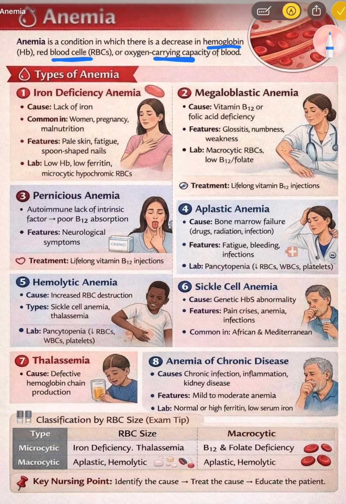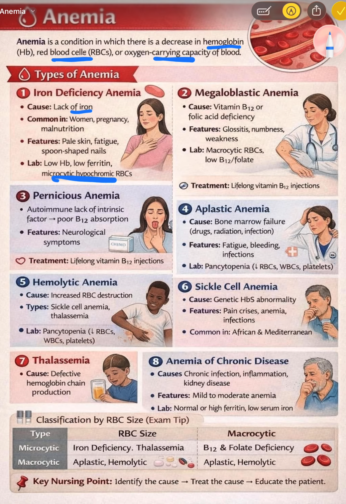The first one is iron deficiency anemia. In iron deficiency anemia, there is a lack of iron. This type of anemia is common in women, in pregnancy, and in malnutrition. The features of iron deficiency anemia are pale skin, fatigue, and spoon-shaped nails. In labs or investigations, there will be low Hb in the CBC, low ferritin, and microcytic hypochromic RBCs.